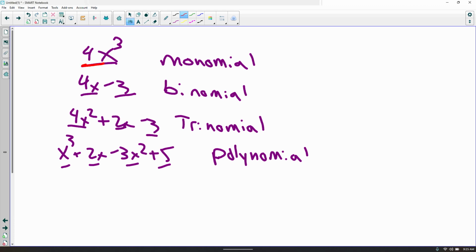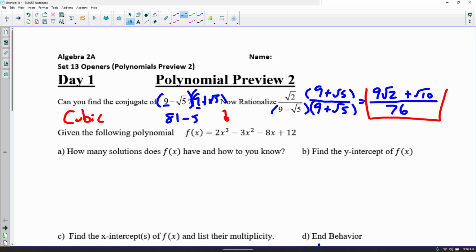If you've got one term, it's called a monomial. Okay? If you have two terms, it's called a binomial. If you have three terms, it's called a trinomial. If you have 4 or more, it is called a polynomial. Okay? So in this case here, if I back this up, that is a cubic polynomial. Right? So you need to make sure you know how to name it. It will be important to know the name all right, when we get to the unit.